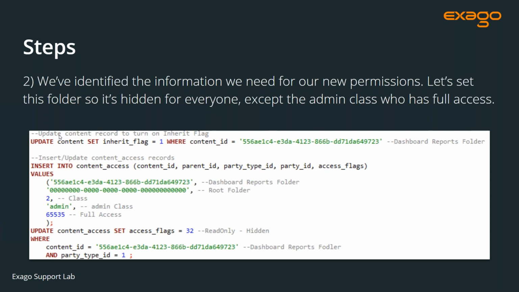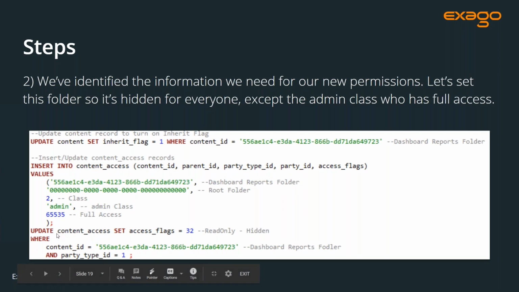So we're going to do a couple of things. First, we're going to make one change to the content, and we're going to update the record on this content. So for this folder, there's a column in the database called inherit flag, and we're going to set that to true. So here's the ID of that folder. And then we're going to insert a couple of additional permissions on that folder. So for this folder at the root level, for admins, they get full access.